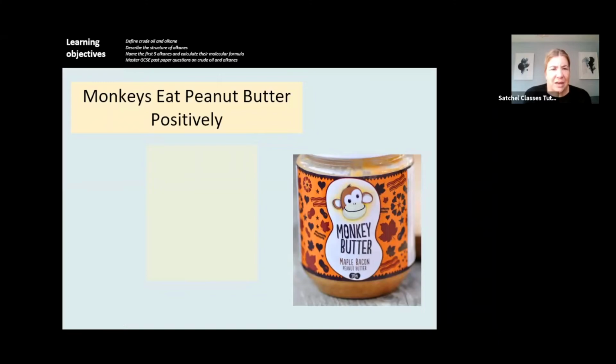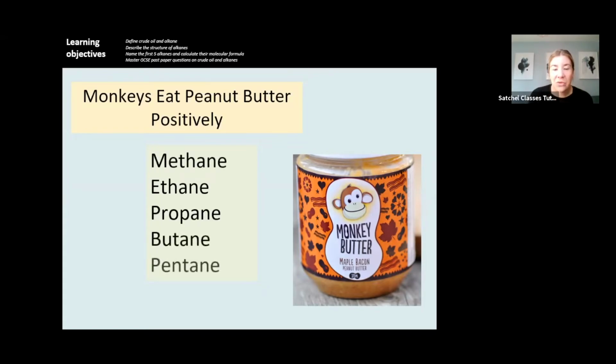Right, now what has this got to do with alkanes? Monkeys eat peanut butter positively. It's something that I want you to memorize, because it's going to help you when it comes to naming hydrocarbons. Methane, ethane, propane, butane, pentane. They are the first 5 alkanes, and you just need to learn them. Meth, eth, prop, but, pent. They're the start of the word. And if you think of a 5-sided shape, like a pentagon, pent obviously means 5. So you can bet that pentane is going to contain 5 carbons. It goes by the number of carbons each molecule has.